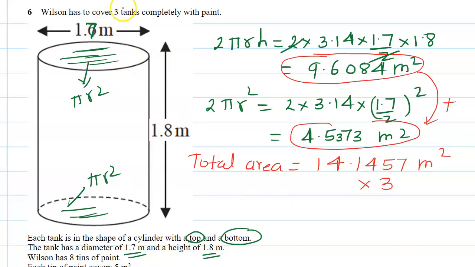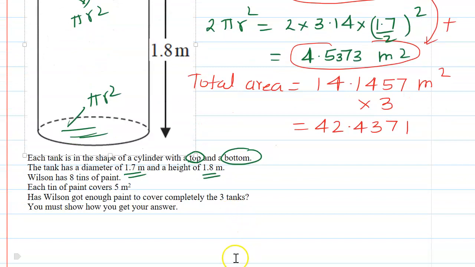Because there are three tanks here, you multiply by 3, so it will be 42.4371. Now Wilson has only 8 tins of paint, and each tin of paint covers 5 meter square. So it means we can cover only 8 times 5, that is 40 meter square.